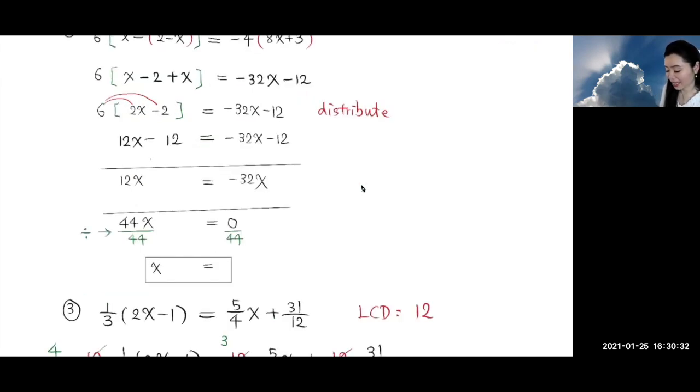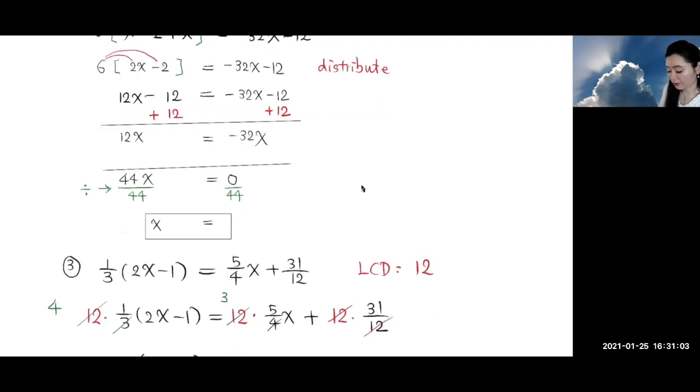Now we want to get the x on this side and the number on the other side. So let's first get this number. Let's cancel out this subtraction of 12 by adding 12. So we add 12 on both sides. That way, this is canceled out. These two are canceled out, and also these two cancel out too.